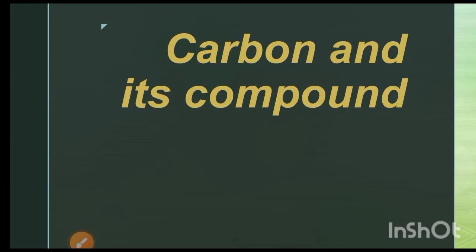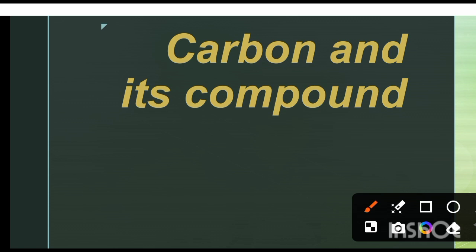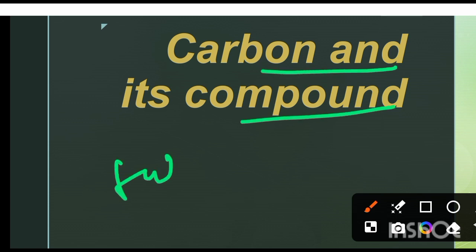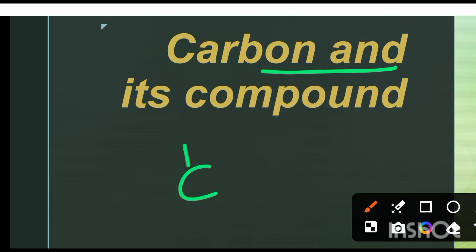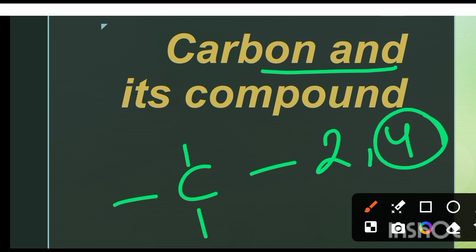Today our topic is related to carbon and its compounds. As you know, carbon is a tetravalent element. Tetravalent means carbon satisfies its valency of 4. Carbon's electronic configuration is 2, 4. It requires 4 electrons to complete its octet.